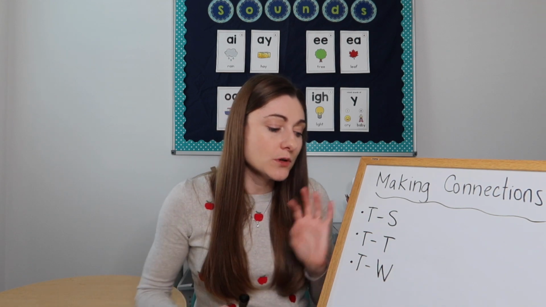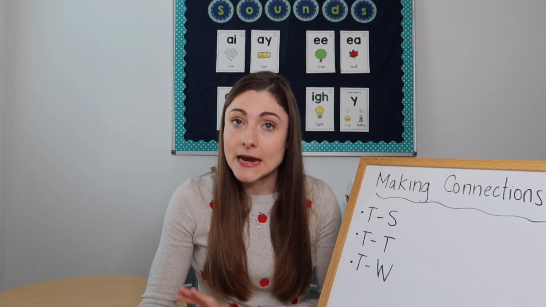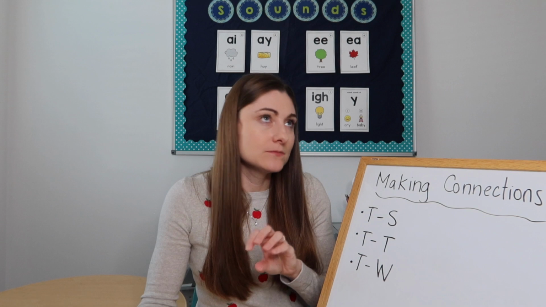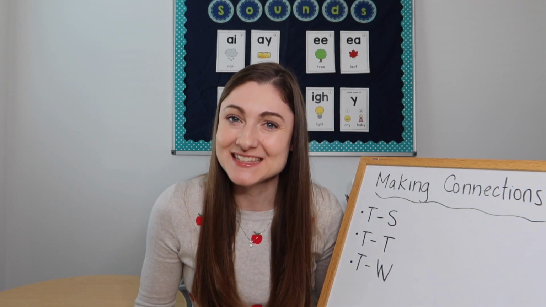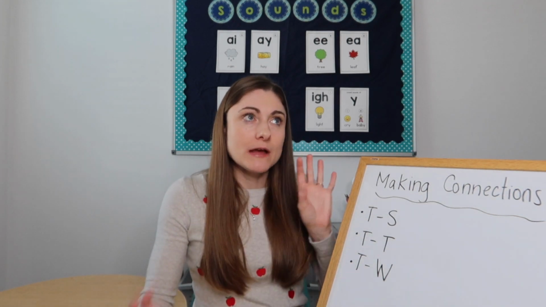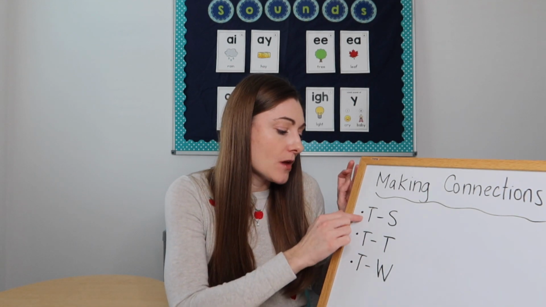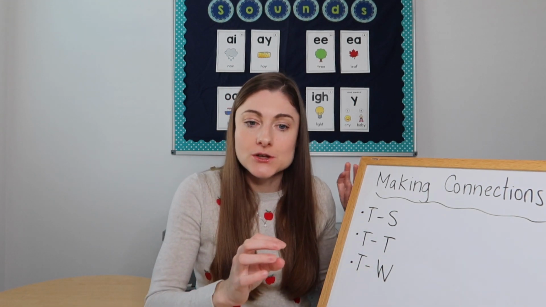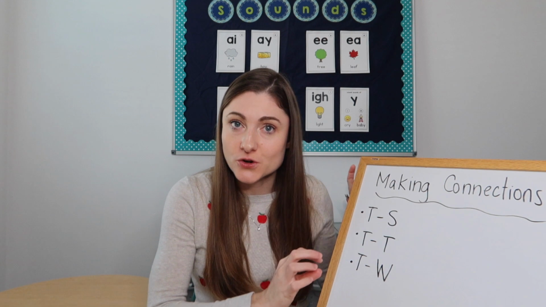So for example, you could have all types of connections on one anchor chart: text-to-self, text-to-text, text-to-world. That's a mouthful. But you could also have three different anchor charts, like a whole chart for text-to-self, and you could have actually pictures, right?